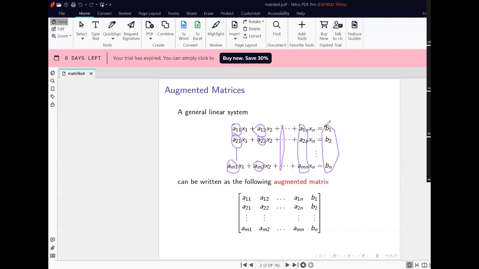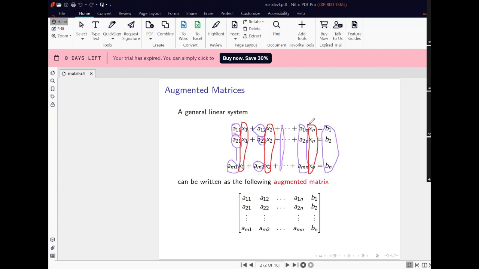Okay, the variables are x1, x2 until xn. I hope that you understand. And what will we do? We will find the solution, which means we will find the exact values of x1, x2 until xn.